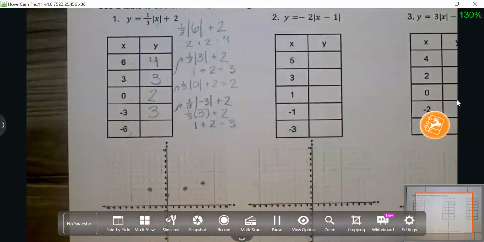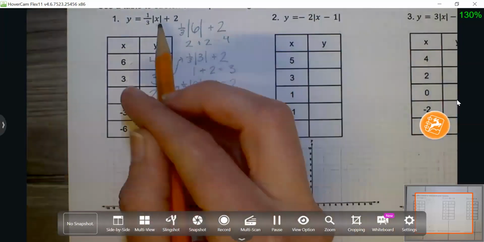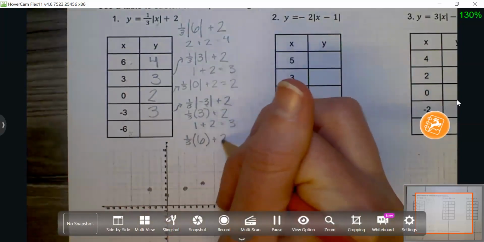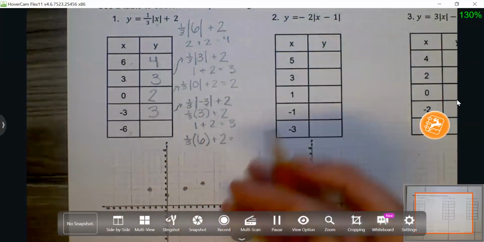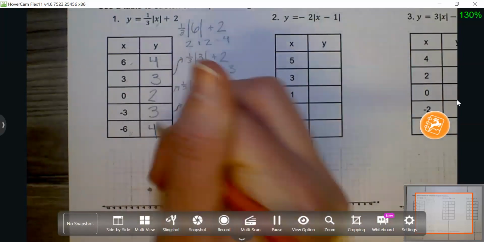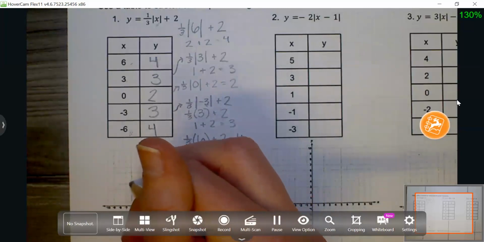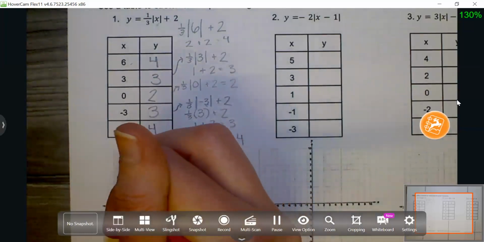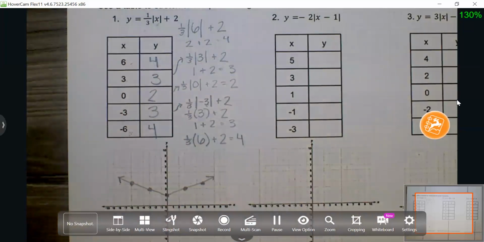And then the last one is -6. We're probably running out of room. So 1/3 times the absolute value of -6 is going to be +6. And 6 divided by 3 is 2. And when I add 2 to it, I get 4. And so we have this nice pattern over here at -6. We're up to +4. And this is my V shape. It is much flatter than my original parent function. This is one of my compressed absolute value functions.